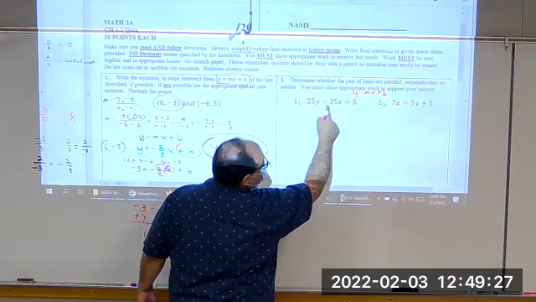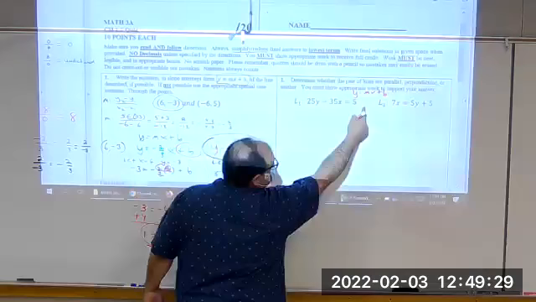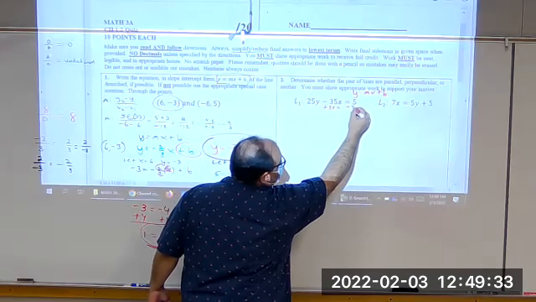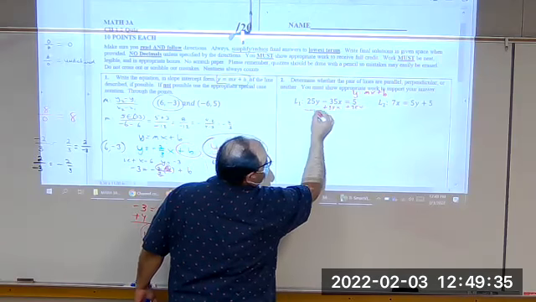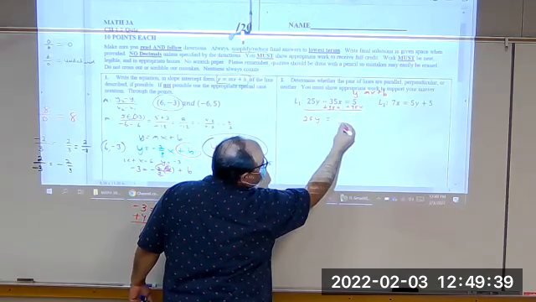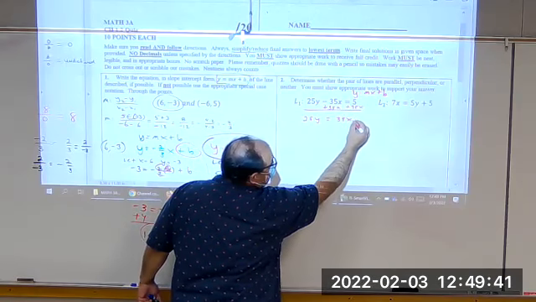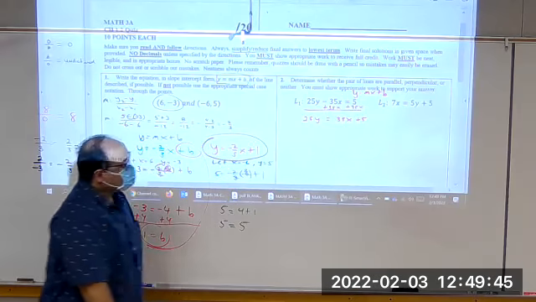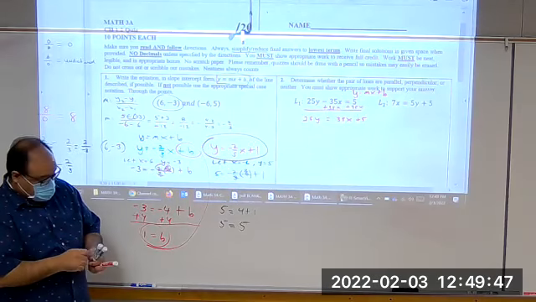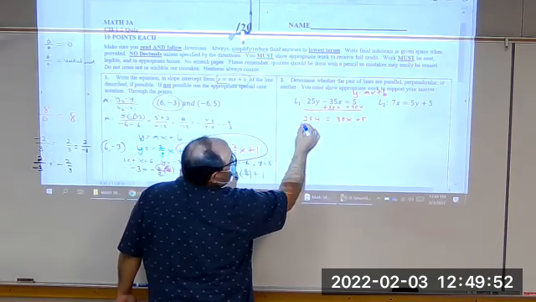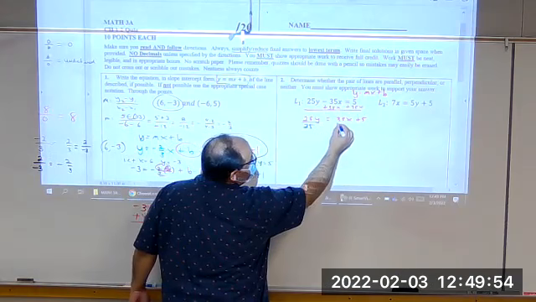We have to put this -35x on the right-hand side. You're going to add 35x to both sides. So now you have 25y equals 35x and then a positive 5. And then to get y by itself, divide everybody by 25. Everybody gets divided by 25.